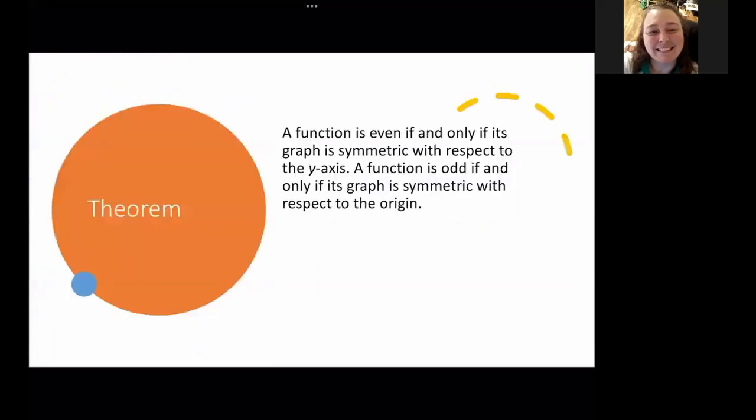But first, let's take a look at a theorem. A function is even if and only if its graph is symmetric with respect to the y-axis. Okay, so let's think about that y-axis. That's the one that goes up and down, the vertical. If it is symmetric on either side of that axis, it is even. Now, on the other hand, a function is odd if it's symmetric about the origin. So if I were to take an imaginary line and put it at the origin and be able to do a flip-flop, then it would be odd, if it was exactly the same on both sides.